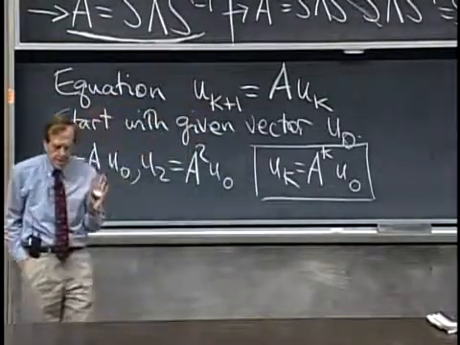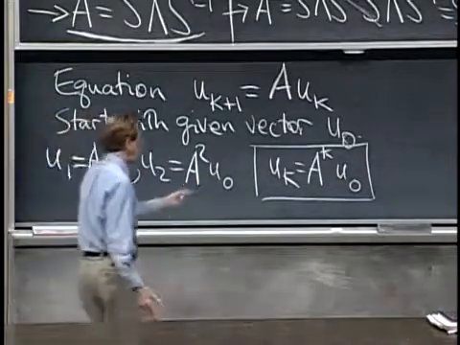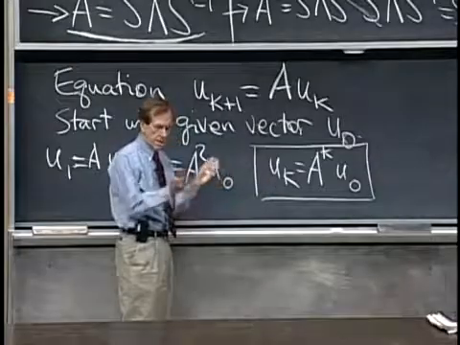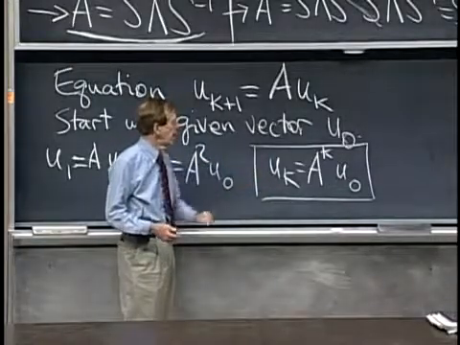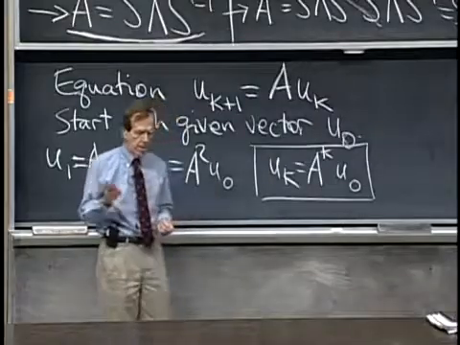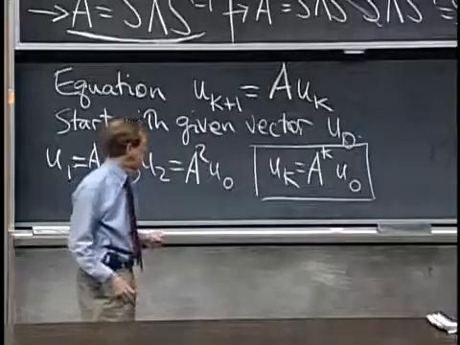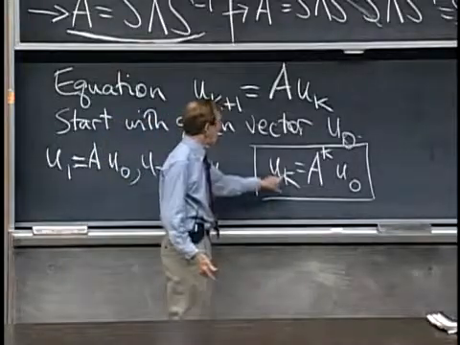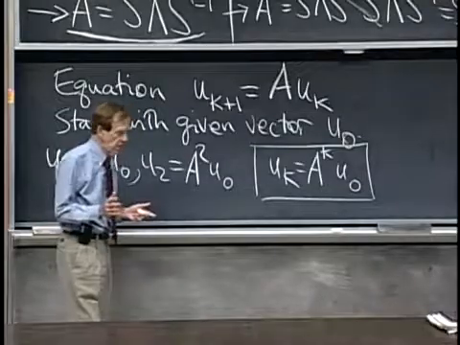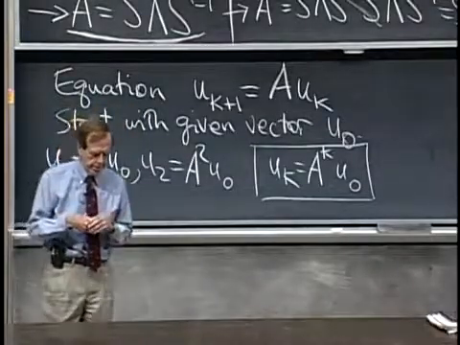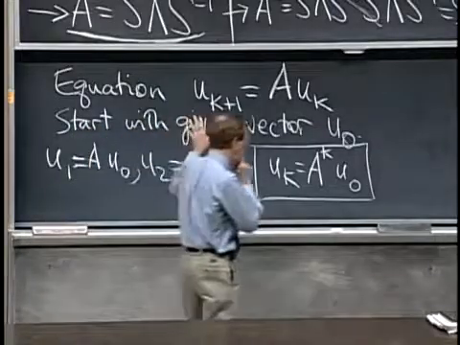Okay, but that's a nice formula. That's like the most compact formula I could ever get. u100 would be A to the 100th u0. But how would I actually find u100? How would I discover what u100 is? Let me show you how. Here's the idea.